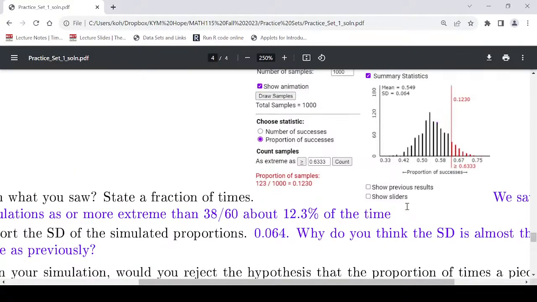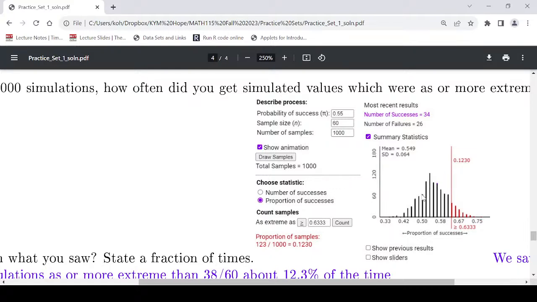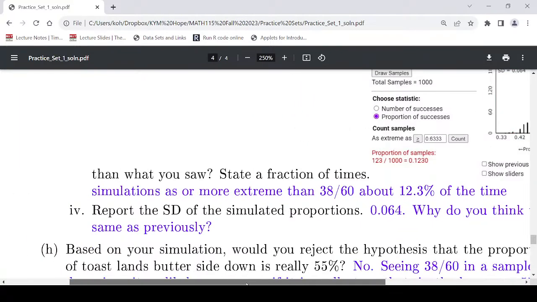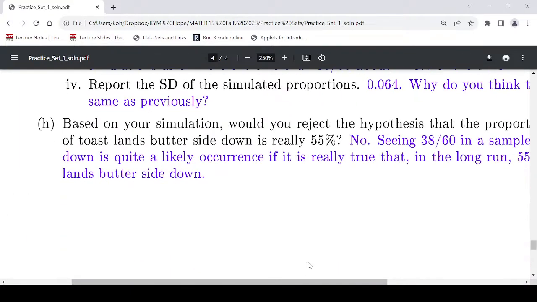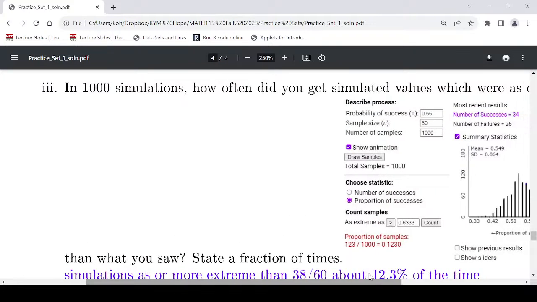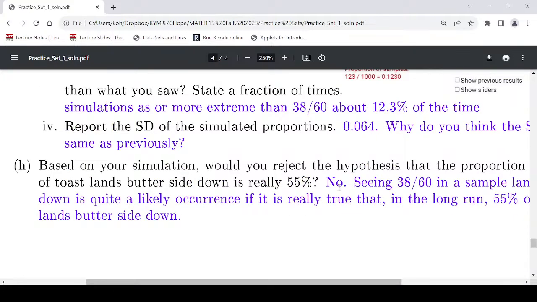Not exactly the same, but what does this tell you? It means that when you assume that it's 55% that in the long run will land butter side down, and here you are observing 63%, this happens about 12% of the time, and that's not very rare, and so that doesn't mean that 55% is unreasonable. 55% could be a reasonable value, and so do you reject the hypothesis? And I would say no.